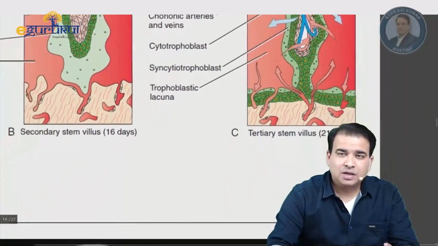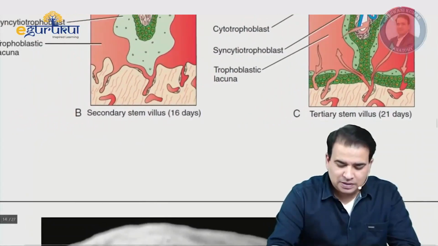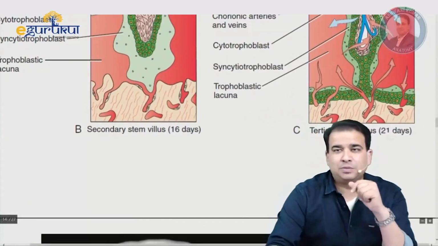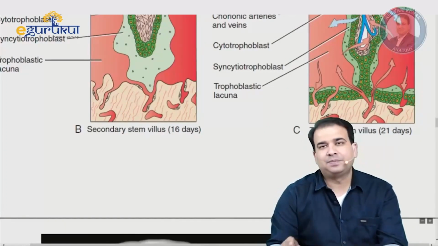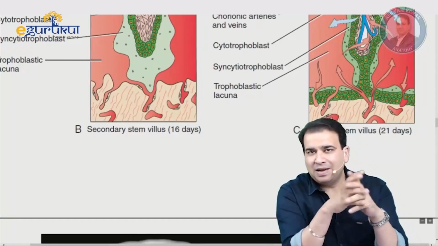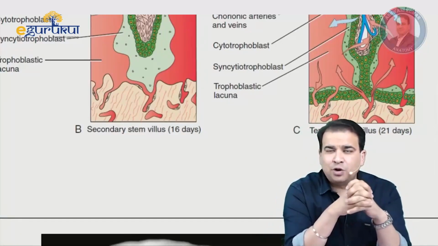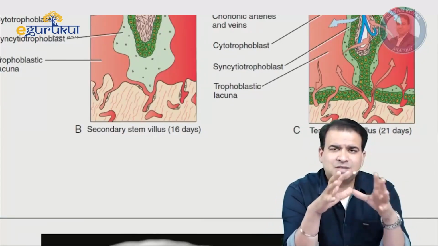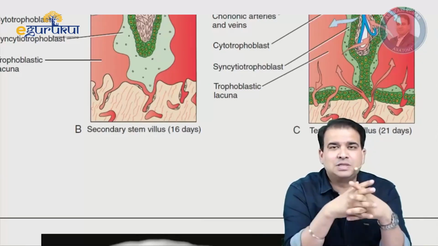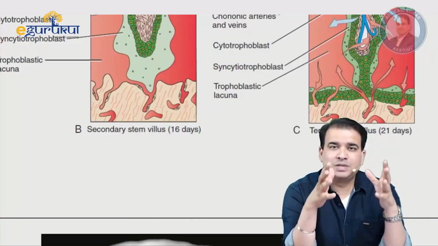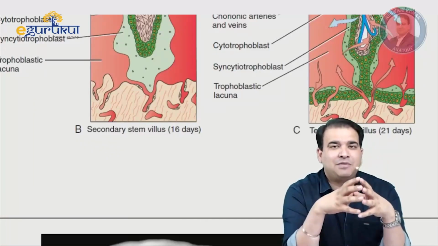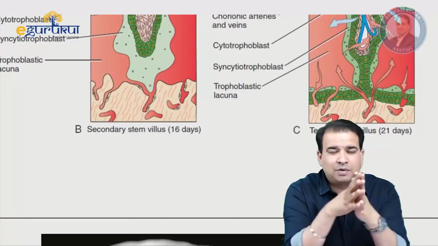So if you're noting it down, end of the third week, that is a day when the tertiary chorionic villi will come into the picture. The end of the third week, that is 21st day. So primary chorionic villi, 11th to 13th day. Secondary chorionic villi, they come into the picture on the 15th, 16th or 17th day. That's the time when you will see the majority of the secondary chorionic villi. And at the end of the third week, you will see these tertiary chorionic villi, which are having the blood vessels also inside, are being formed.